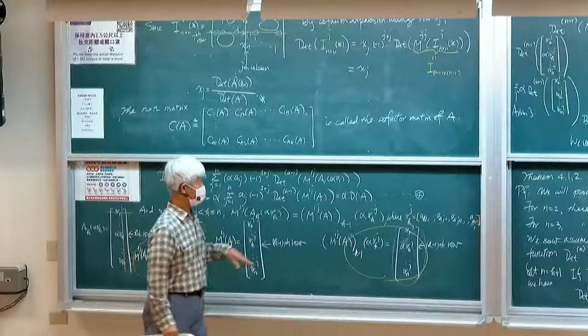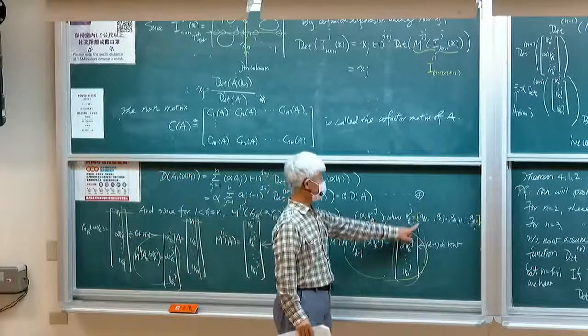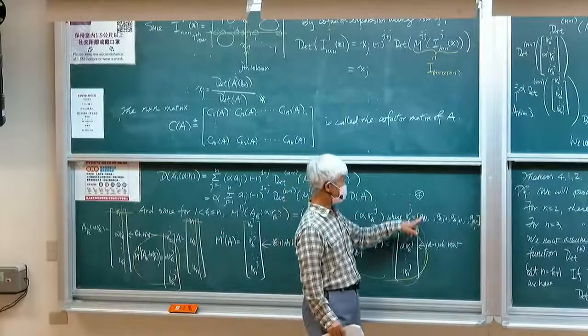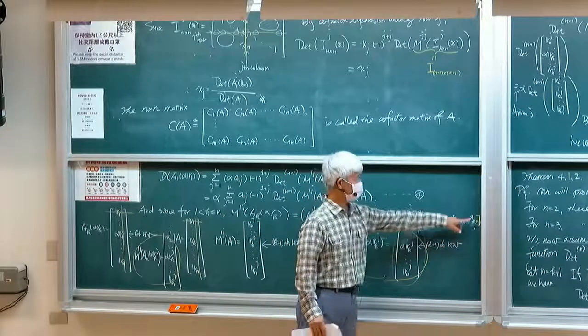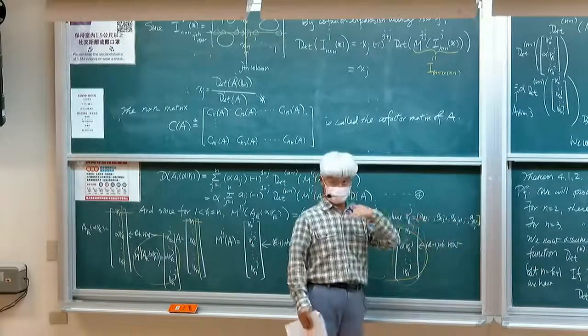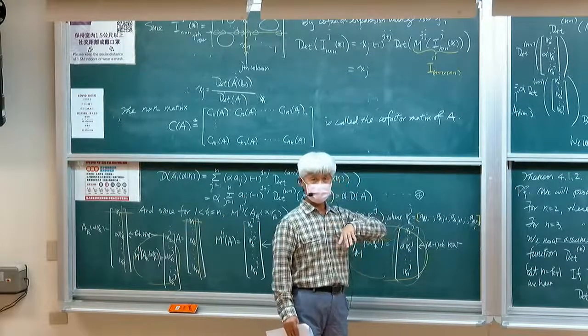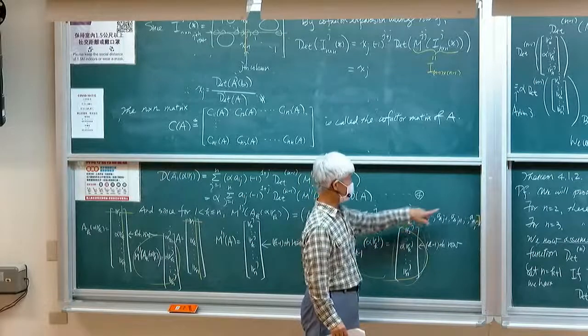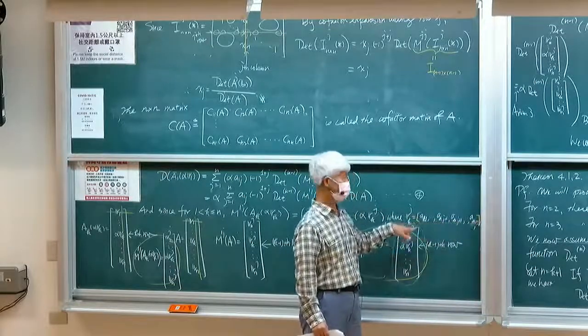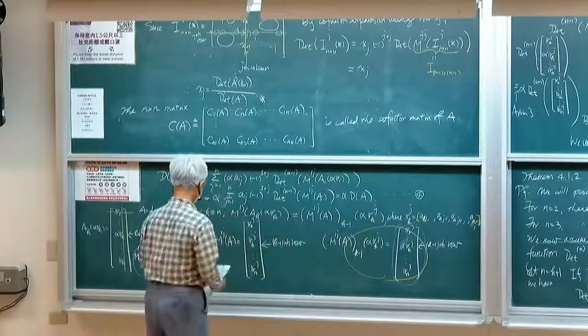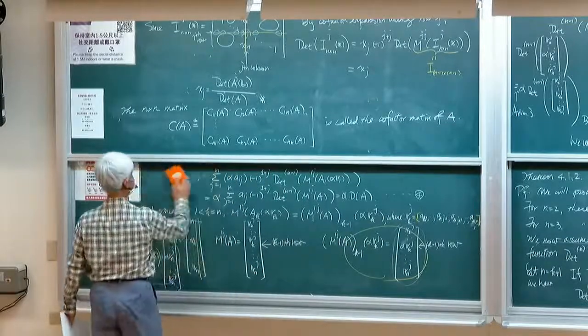Okay, I'm sorry about the notation here. Because this is a row vector, I can't use parentheses, because parentheses in our convention denote a column vector. So I have to use brackets to represent a row vector.